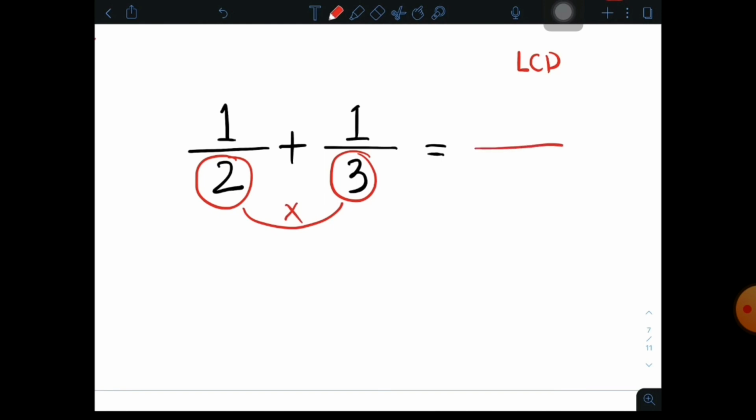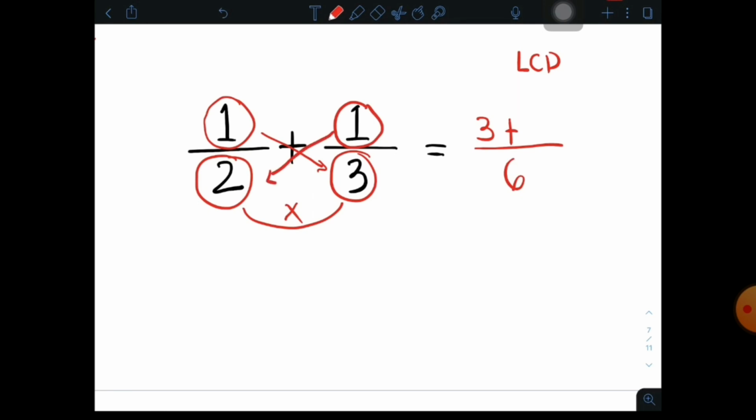So we have to multiply all the denominators. 2 times 3, 6. Okay, so that will be our denominator. And then to get the numerators, we will cross multiply the numerators and the denominators diagonally. So we will multiply 1 times 3, we get 3, and then another numerator 1, then times 2. So it should be diagonal.